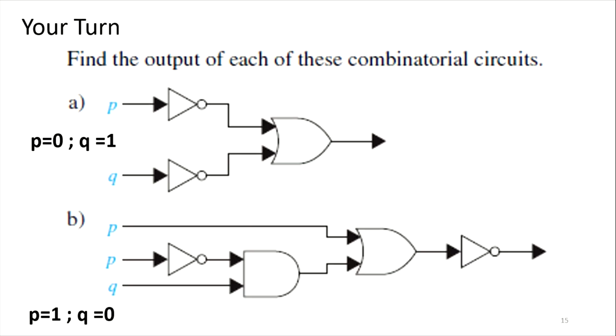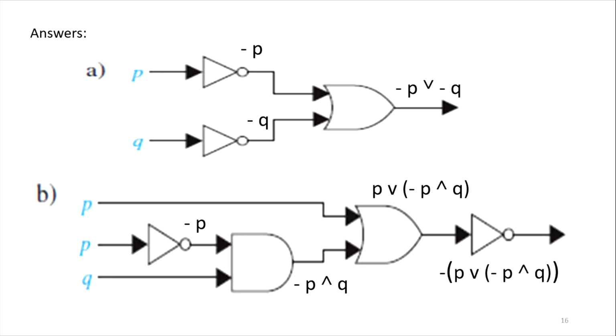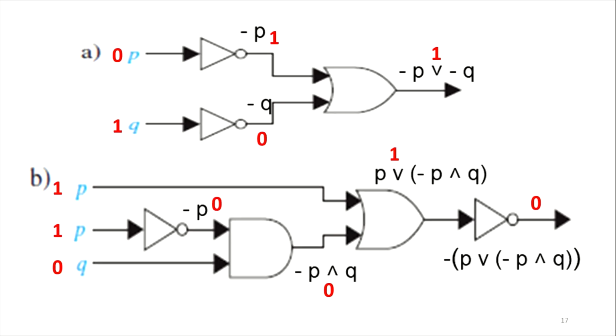Okay, so you may practice this. Find the output of each of these combinatorial circuits and then try finding its exact output with signals P and Q given. Okay, so we have these answers. So you may compare your answers to these answers.